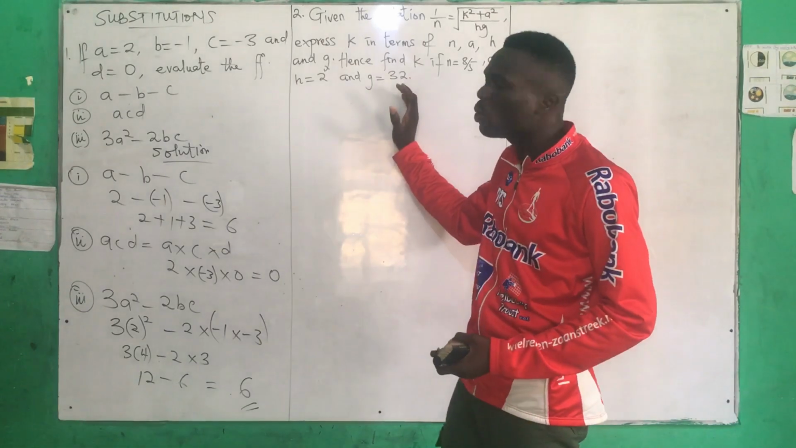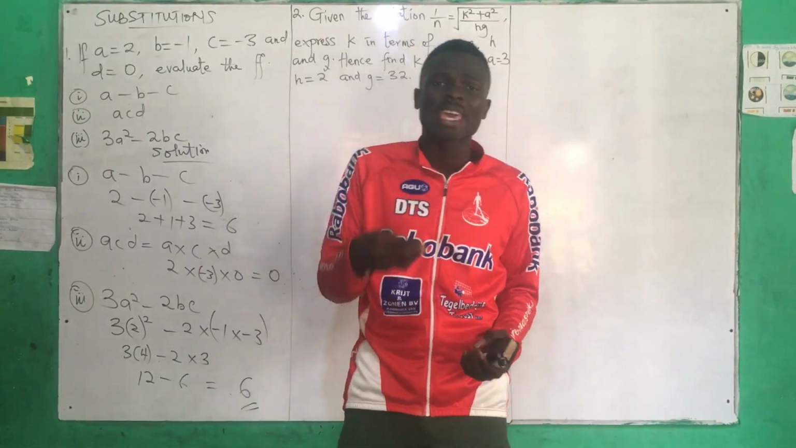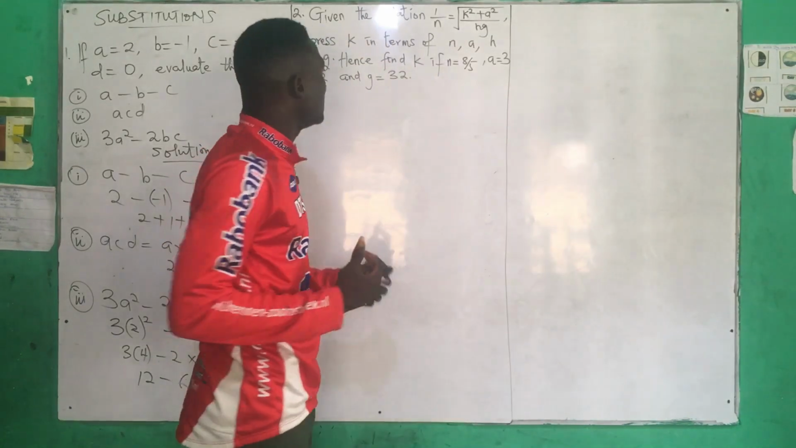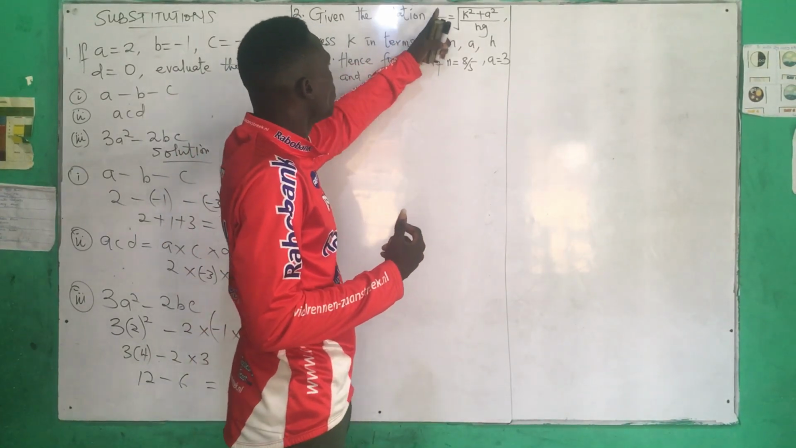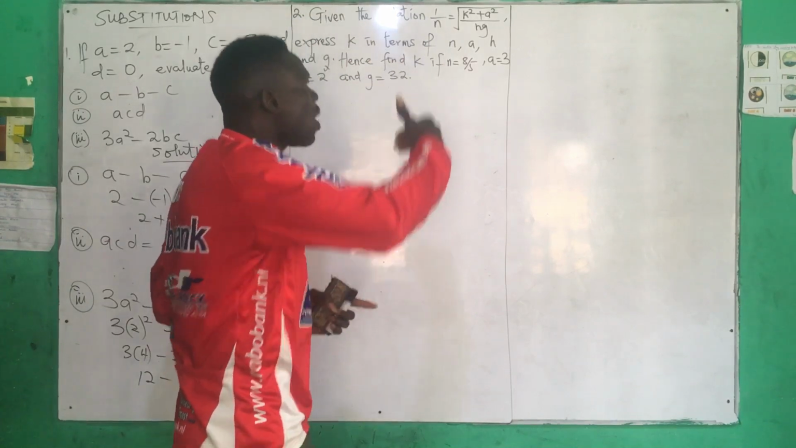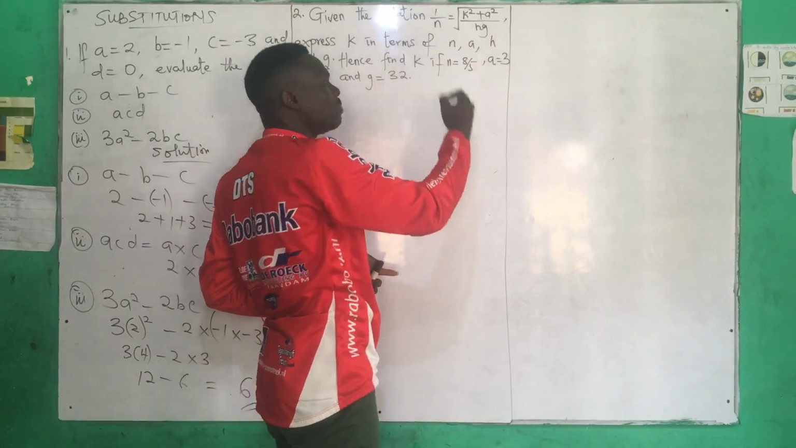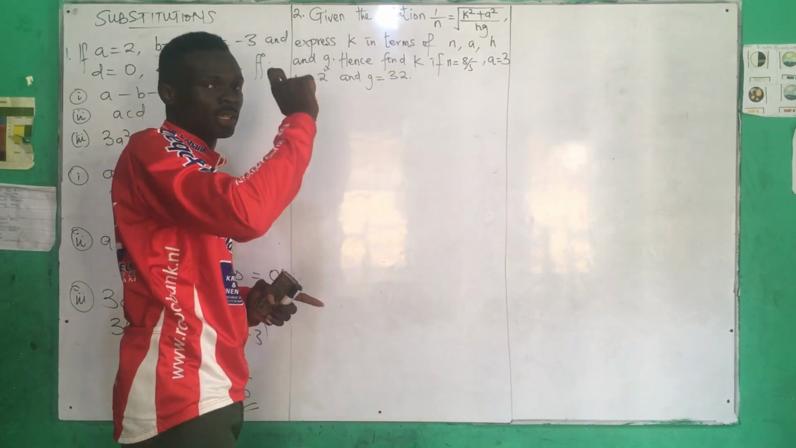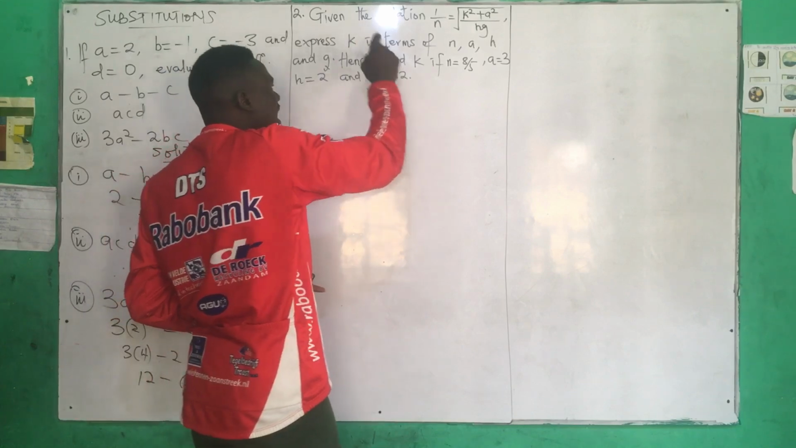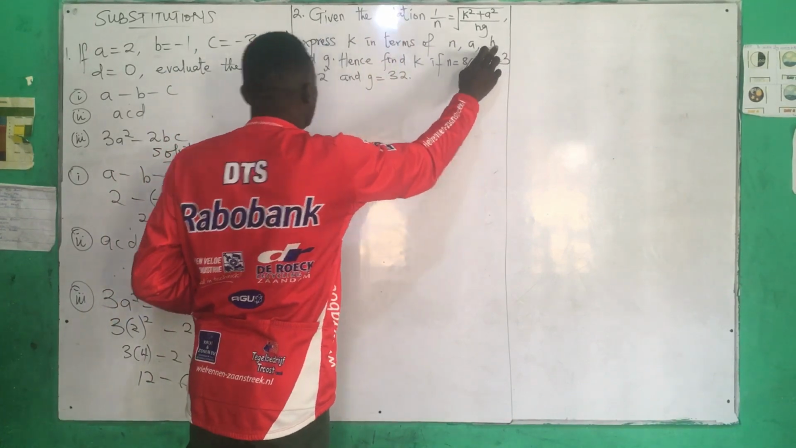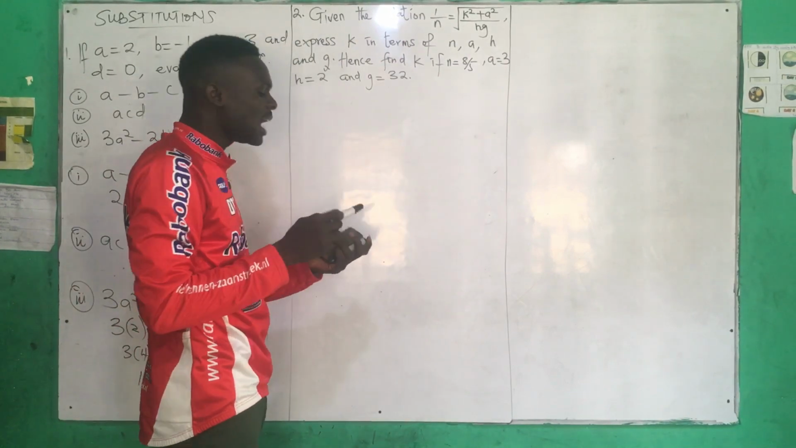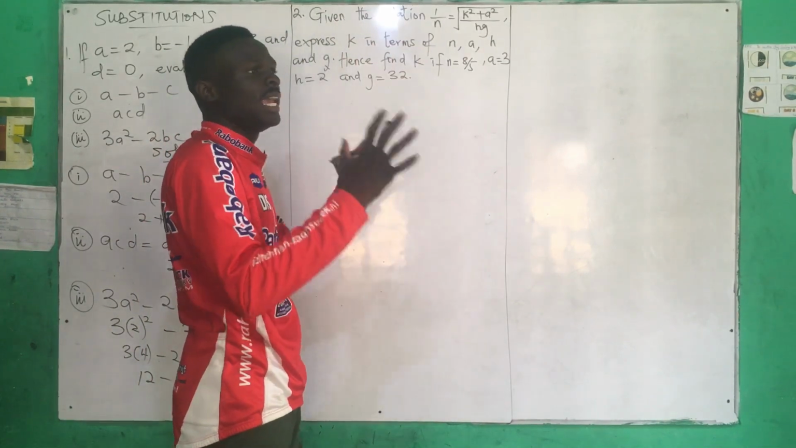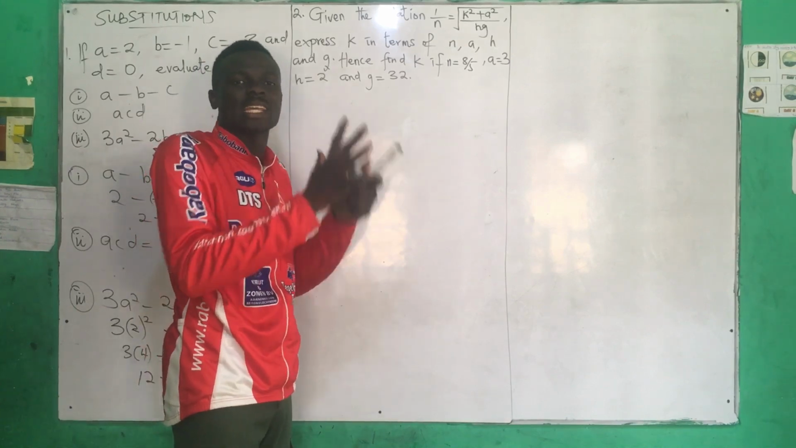Now let's take an example whereby we may be asked to make a variable the subject and also substitute. It says that given the relation 1 over n is equal to the square root of k squared plus a squared all over hg, express k in terms of n, a, h, and g. Now we were told that once you are being asked to express a variable in terms of other variables, it simply means make k the subject.